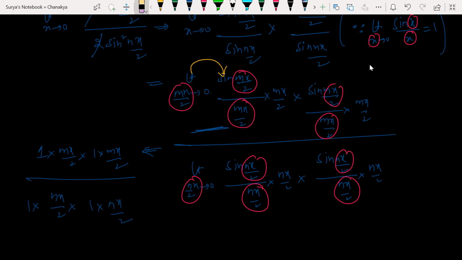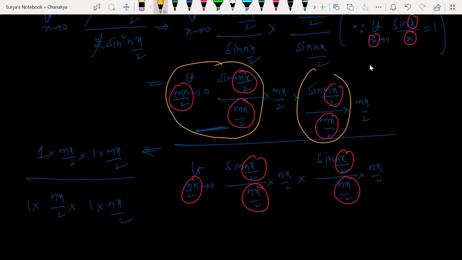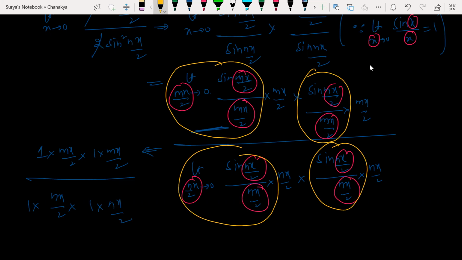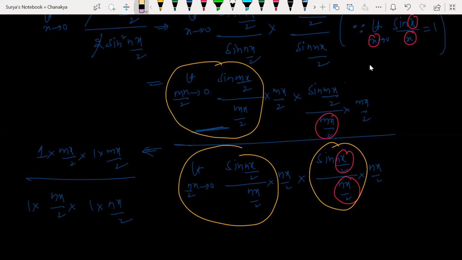Children, any doubts? This part becomes 1, this part becomes 1, this part becomes 1, this yellow color circle will become 1. Yes or no? I am asking you to respond. Yes. Children, are you able to understand? Any doubts here? Any doubts?